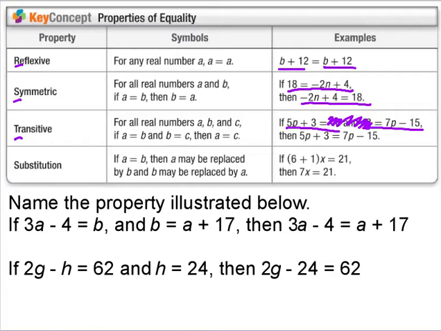Substitution. Look at how substitution is. 6 plus 1 times x equals 21. So you substitute 7 for 6 plus 1. So let's look at the example down here below. It says name the property illustrated below. So let's look. 3a minus 4 equals b. b equals a plus 17. So then 3a minus 4 equals a plus 17. So what have I done? I've eliminated the b's, right? So what property was this? Transitive, because there are 3 different ones. This is identical to this one. So this one's a transitive.